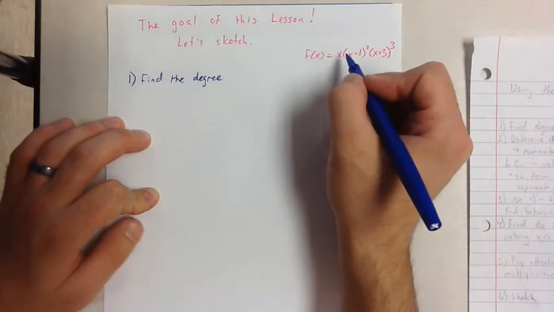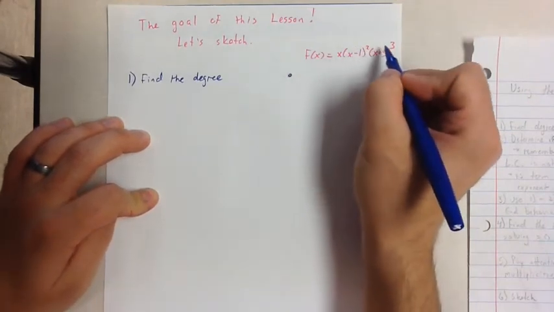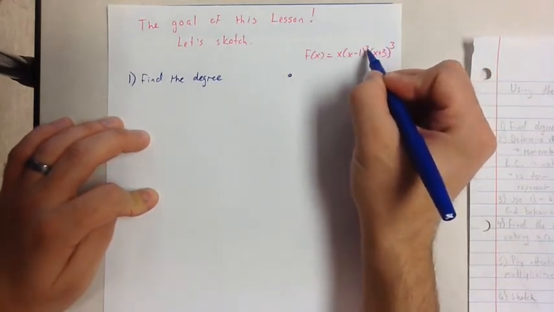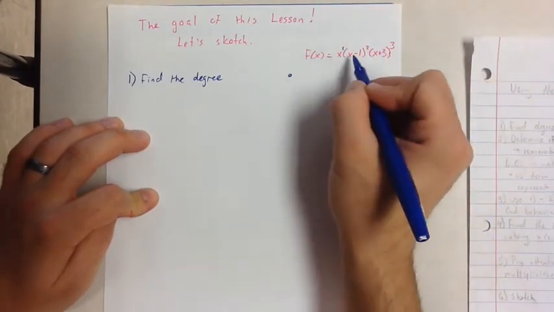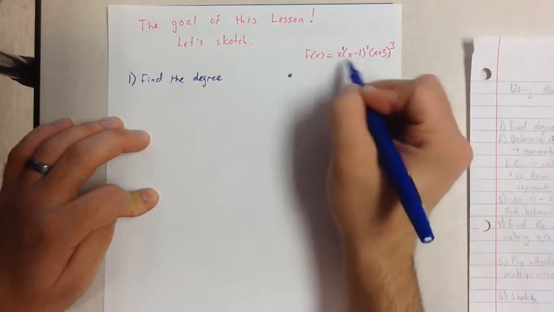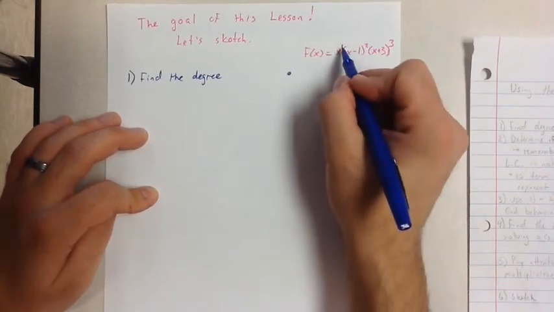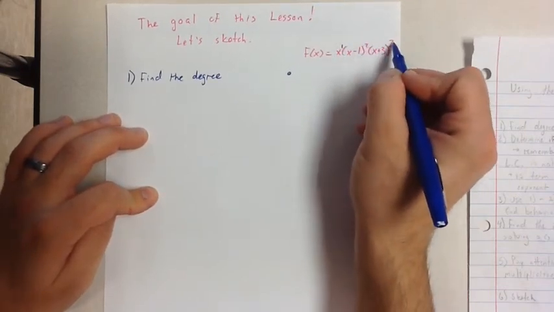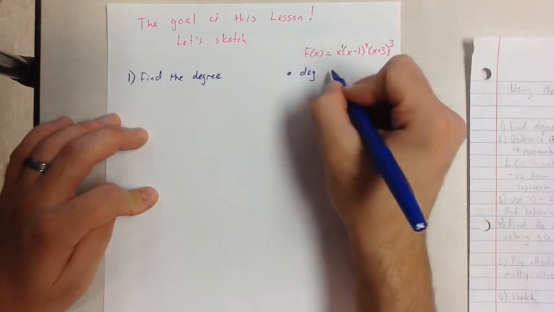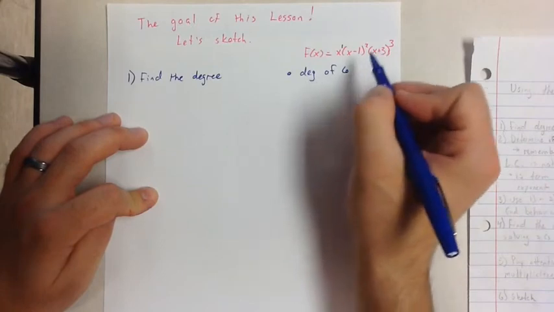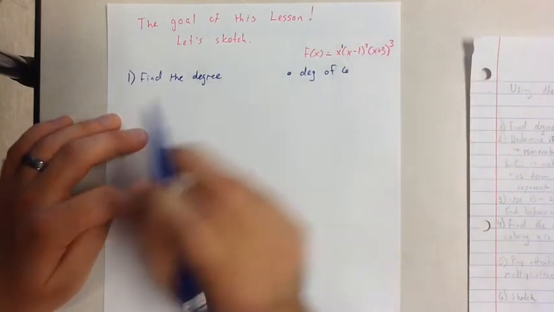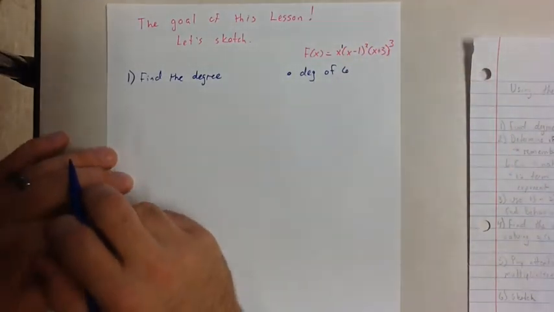Find the degree of this function. So if we look at our function, we have a degree of 3, 2, and 1. So the total degree of this function we would say is 1 plus 2 plus 3. We have a degree of 6. So again, we have the degree by looking at the total of our exponents. That's the very first thing.